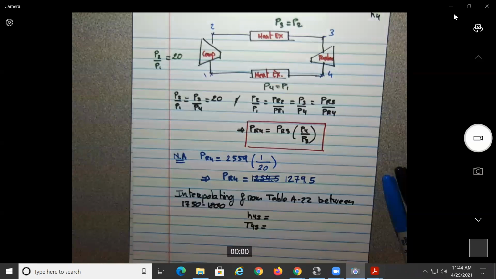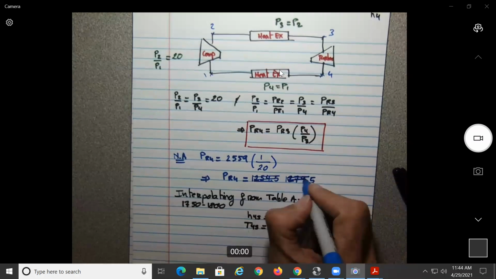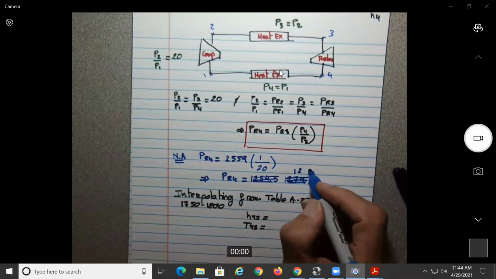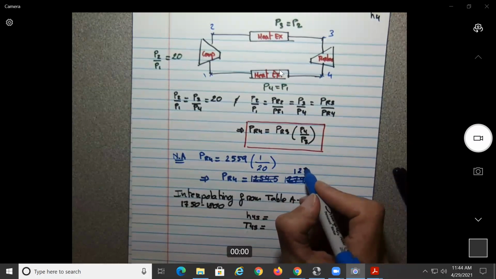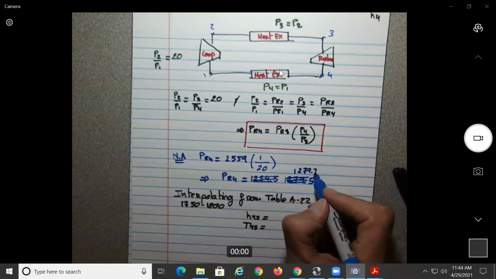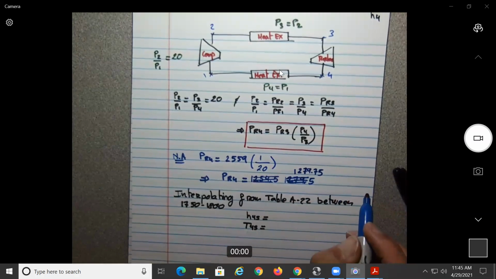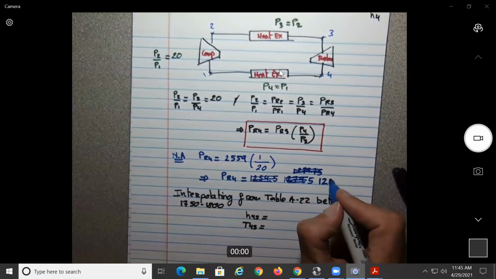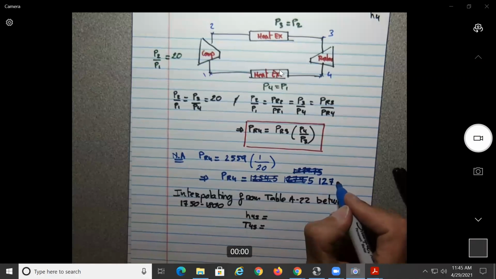It is 127.95. It's not 1279.5. It's the same number, but it's 127.95. No, the one goes before the 9. Tell me one number at a time, okay? 127 point. What do you mean, point? Oh, point, okay, 95. Oh, okay, so it's a huge difference.